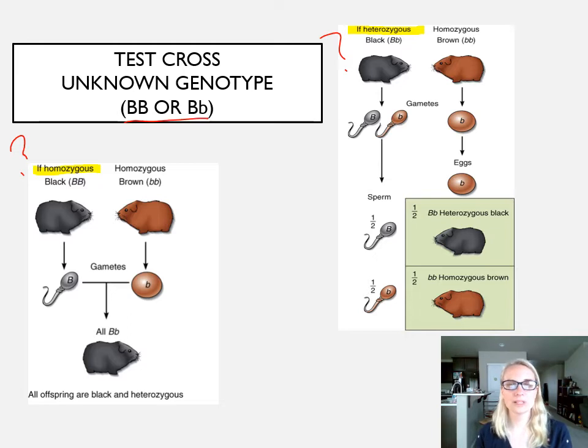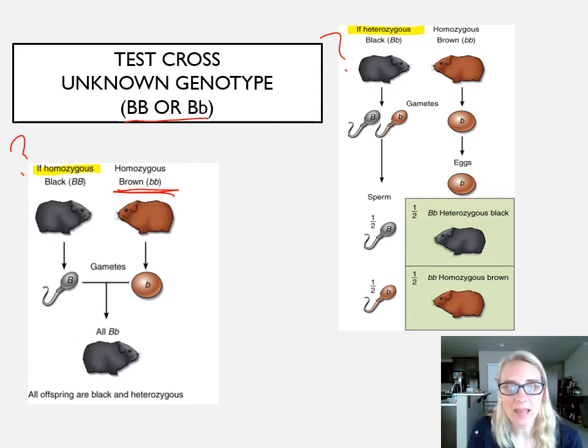So remember, in a test cross, you're going to take your mystery organism, in this case the black guinea pig, and we're going to cross it with a true breeding homozygous recessive, because of the nature of a homozygous recessive, its phenotype is the only combination you can have. In this case, little b is the brown phenotype. So homozygous recessive is going to give you the brown phenotype.